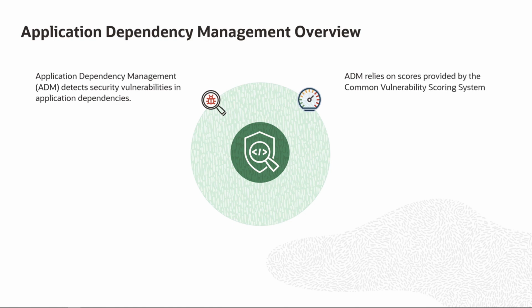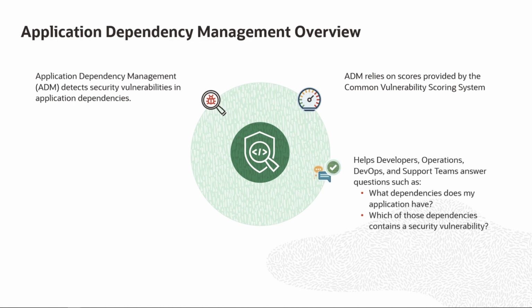ADM relies on scores provided by the Common Vulnerability Scoring System, which is an industry standard scoring system that assigns a severity score to security vulnerabilities. The CVSS score helps you understand the potential impact of a vulnerability and prioritize which vulnerabilities to remediate first.